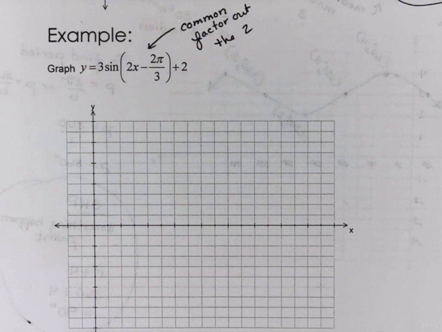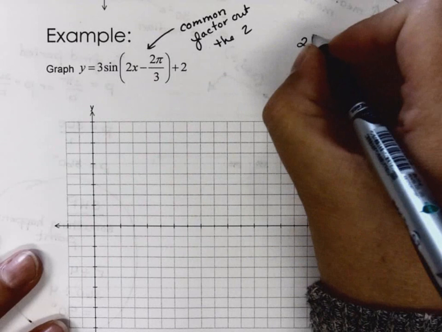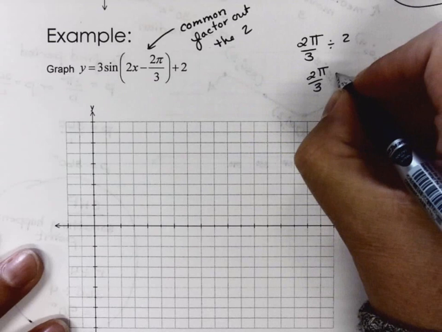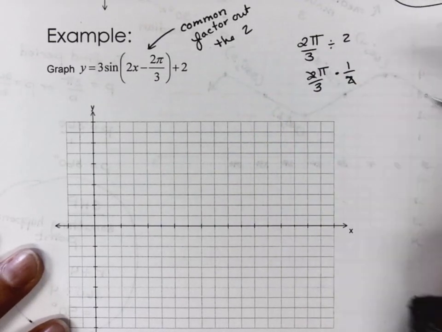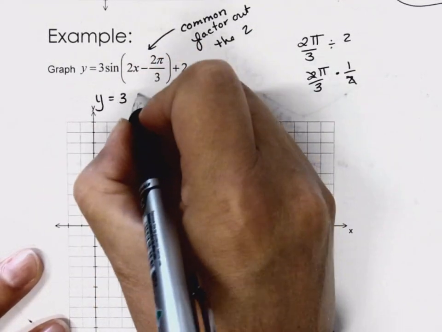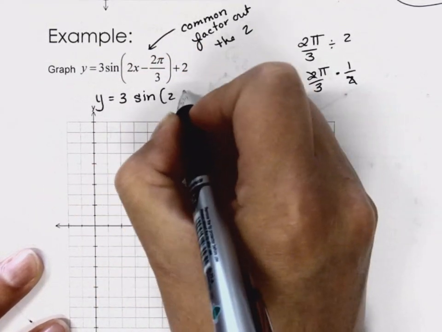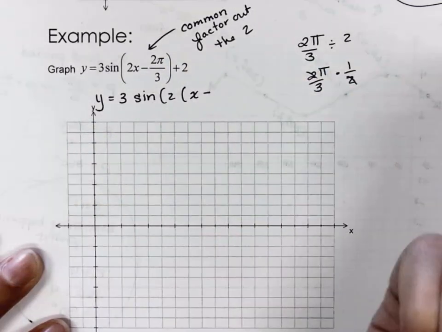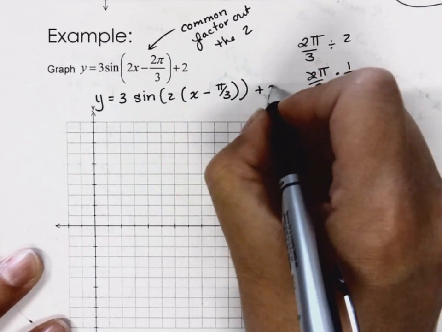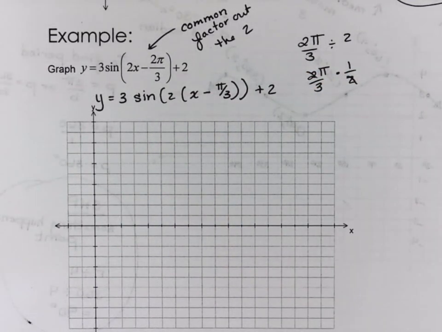You ready? First one's pretty easy, but all I'm going to do is take 2 pi over 3 and divide by 2. So that's going to be 2 pi over 3 multiplied by 1 over 2. So this is going to be y equals 3 sine bracket 2 bracket x minus pi over 3 bracket bracket plus 2. You can move forward without it, but you're going to get it partially incorrect. So do what you will with that piece of information.